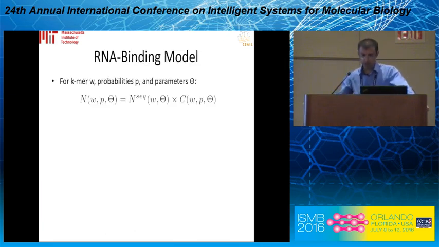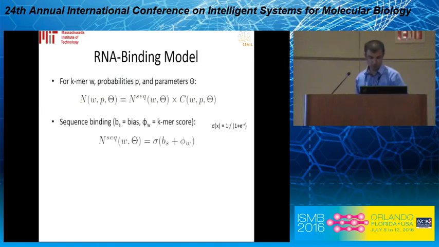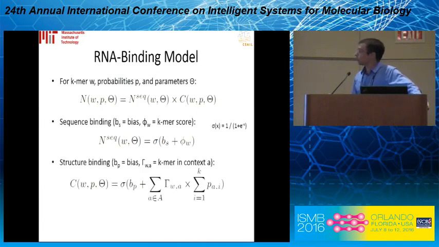Now, a little bit about the model, and this is going to be the only slide with mathematical equations. So we are going to assign a binding score for each kmer W with probability vector P by the sequence score times the structure score, where the sequence score is going to be the logistic function over the kmer score plus some bias term that we learned from the data, where the logistic function scales everything between 0 and 1. On the structure side, we are going to take the average of a specific structural context, the average probabilities over the kmer, and multiply it by the parameter. Again, we fit it into the logistic function.